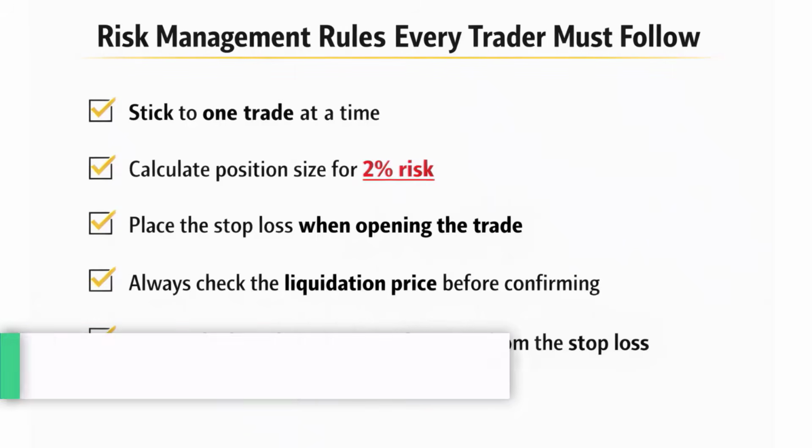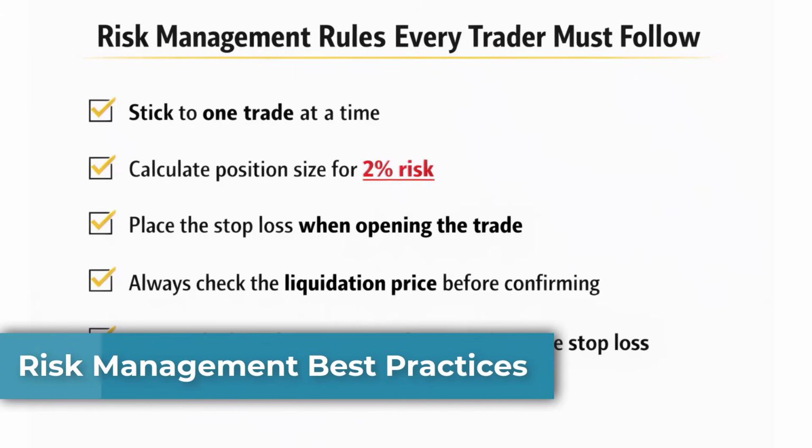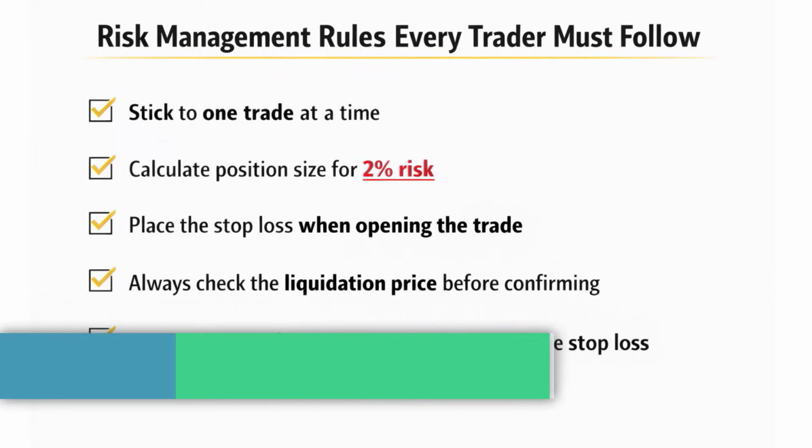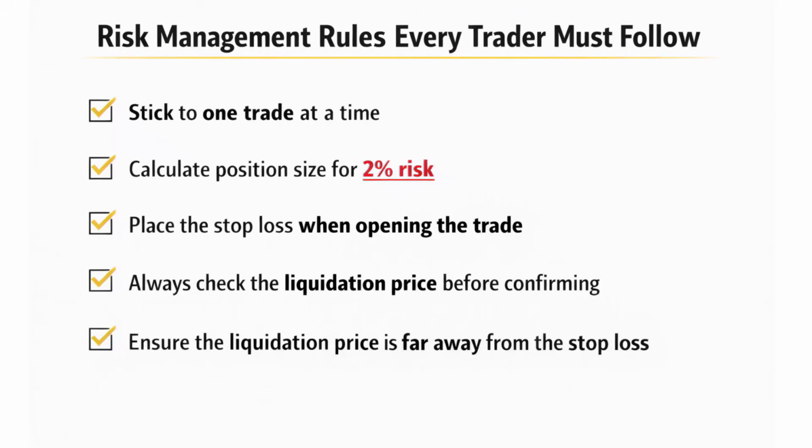But if you are a beginner, I strongly recommend this. Stick to one trade at a time. Calculate position size for 2% risk, place the stop loss when opening the trade, always check the liquidation price before confirming the trade, and make sure it is far away from your stop loss. If you follow these steps, you don't have to worry about liquidation at all.